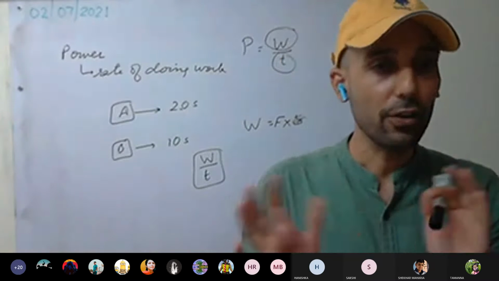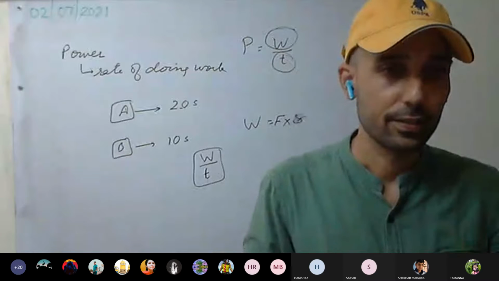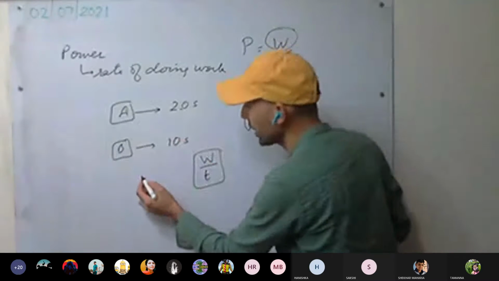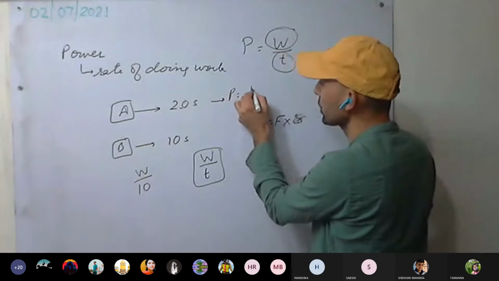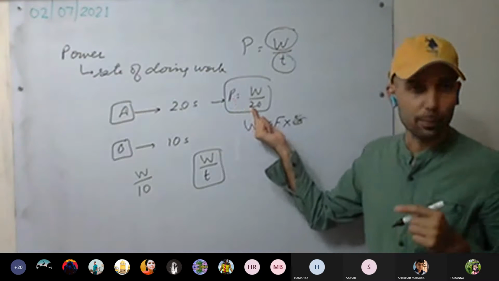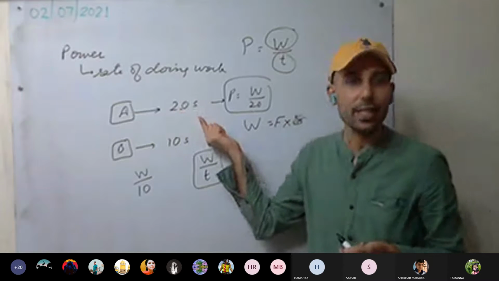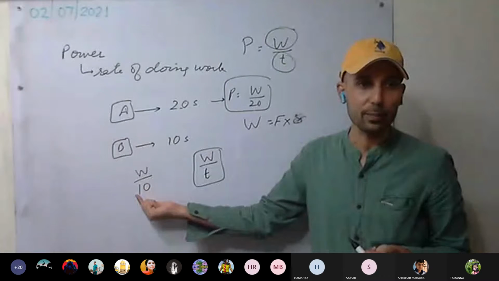Understood? So power spent by B is how much? Work done divided by 10. Whereas A's power will be work done divided by 20. See here, A's power is less. Each second, A is spending less power. B is spending more power each second, double the power he is spending.